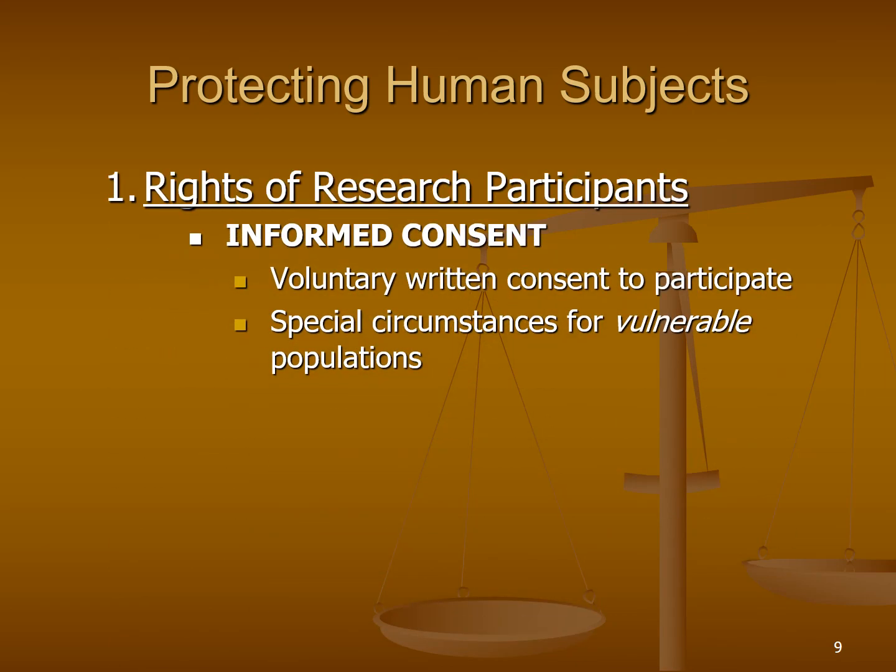All right, so what are some of the key rights of anyone who's involved in research? Number one, I've said this before, and I'll say it again, is informed consent. Voluntary written consent to participate. So one of the things that you have to get approved by an IRB board, that institutional review board, before you start your research is you have to write up a document. It may be a page, it may be 2 pages. And this is called an informed consent document.